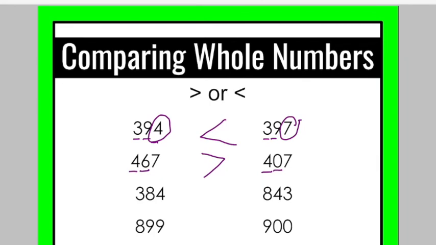All right, moving on. 384 compared to 843. Super easy. We start with the hundreds place. 3 in the hundreds and 8 in the hundreds. We can easily compress this and say 300 compared to 800. 800 is bigger. So 384 is less than 843. Go into the last one. We have 899 compared to 900. I can go to my hundreds place. 800 or 900. Well, I know 800 is smaller than 900. So 899 is less than 900.